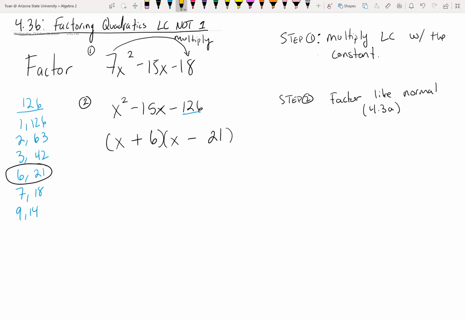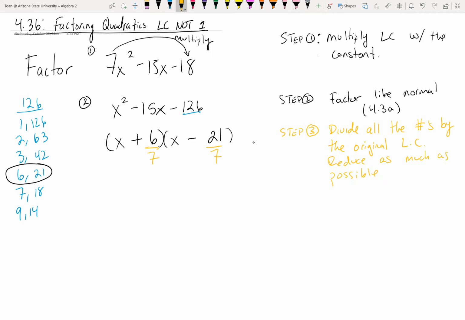Step 3, I'm actually going to color code because it's going to be specific here. So step 3, you want to divide all the numbers by the original leading coefficient. You notice how in step 1 we multiplied by the front number, we multiplied by 7. So I'm going to take all of these numbers here and divide by 7. In addition, we're going to reduce as much as possible.